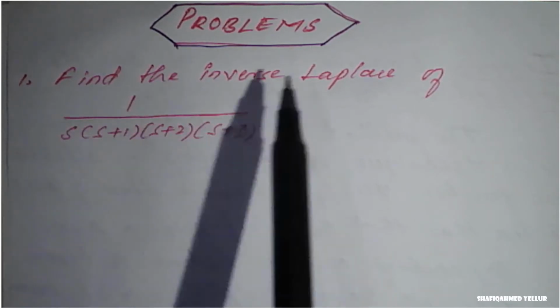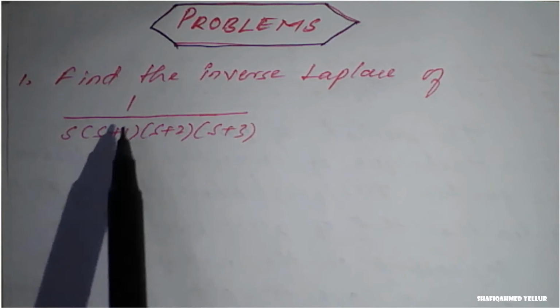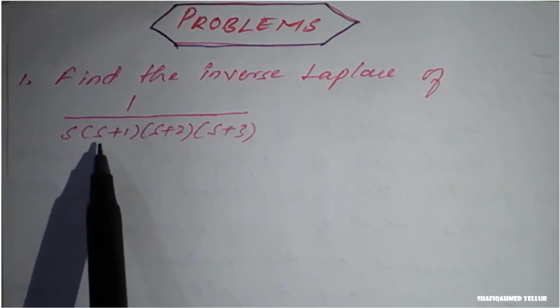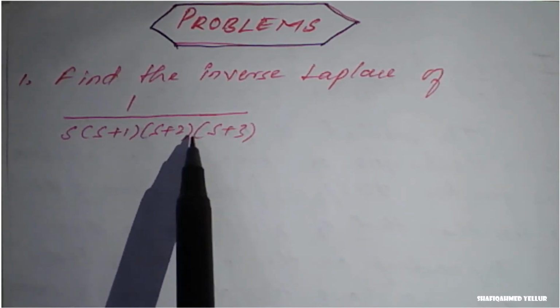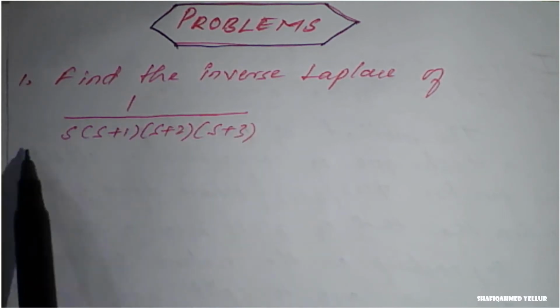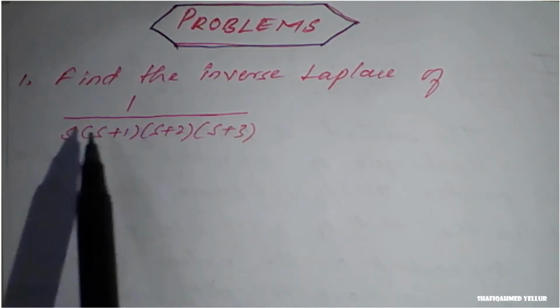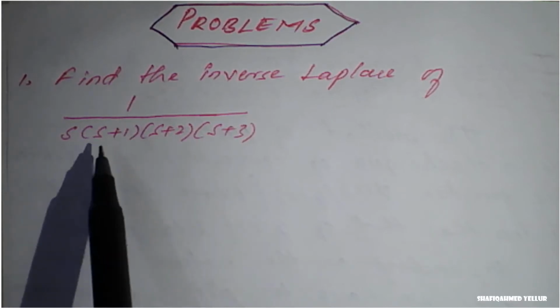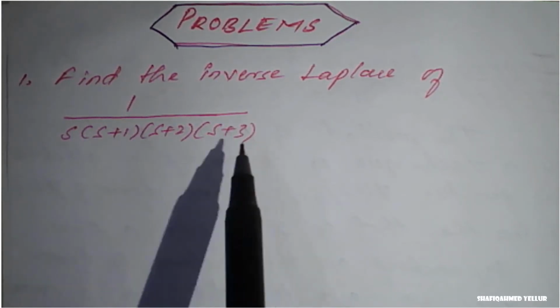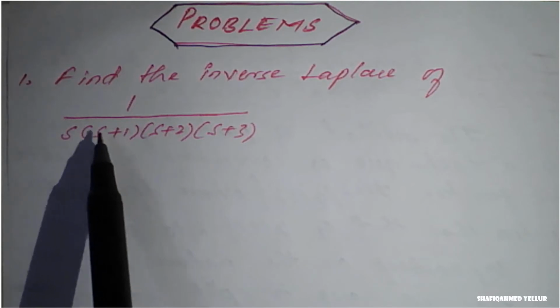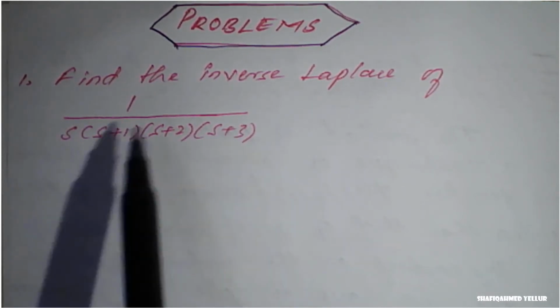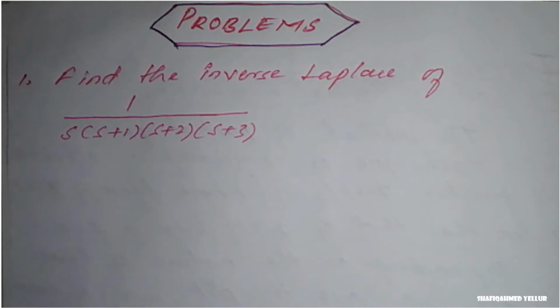Problem: find the inverse Laplace of 1 upon s into s plus 1 into s plus 2 into s plus 3. You can observe here that this is a product of multiple brackets: s, s plus 1, s plus 2, s plus 3. Such kind of examples we can simplify using the partial fraction. We'll see how to apply this partial fraction to this kind of example now.